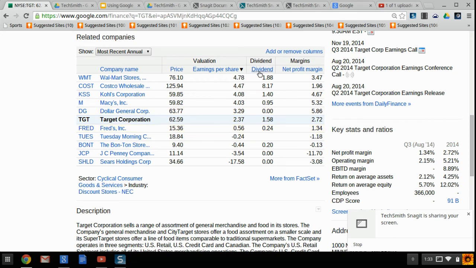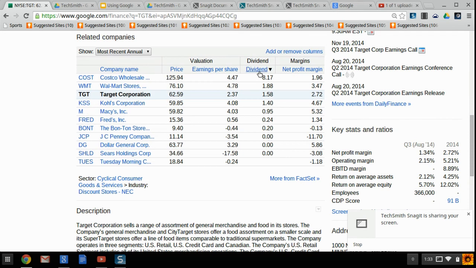When it comes to dividend, I'm going to do the same thing. A bigger dividend is better. Costco has a huge dividend of $8.17. Walmart is second. Target was third at $1.58 for their last dividend, making them third.